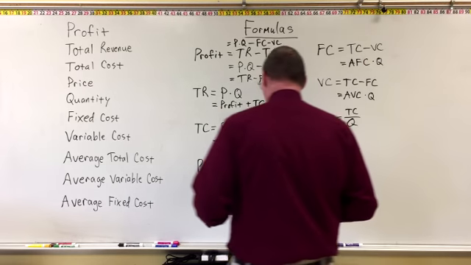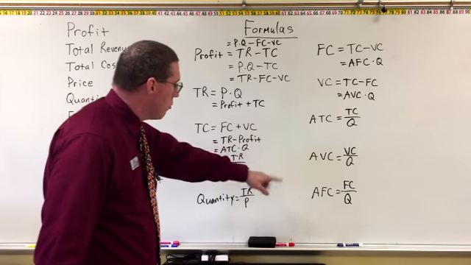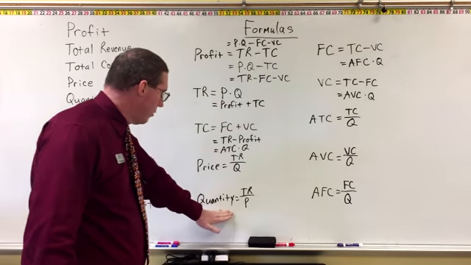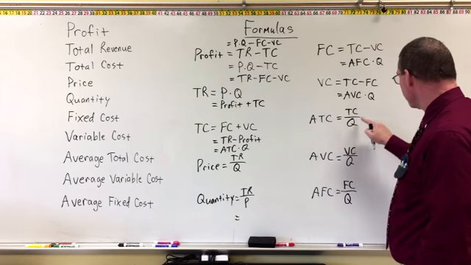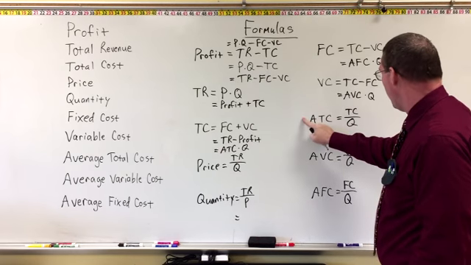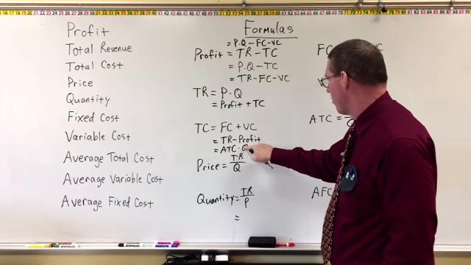Okay? And now, because there's quantity in all three of these formulas, I can also solve for quantity and put that down here. So quantity could be equal to, for example, here, if I multiply both sides by quantity, I get this right here. I get total cost is equal to average total cost times quantity.